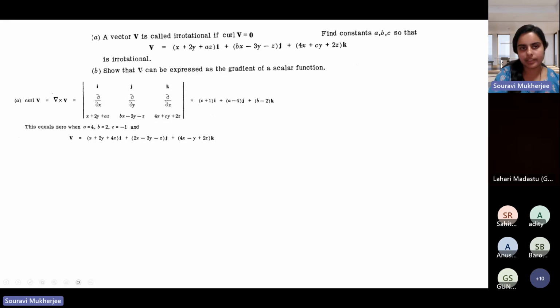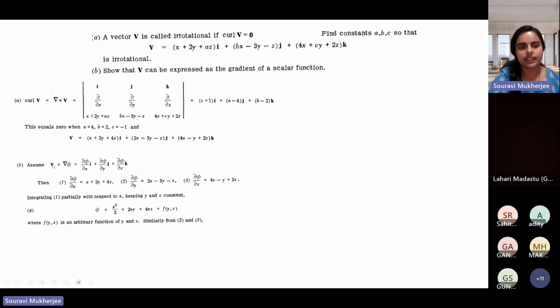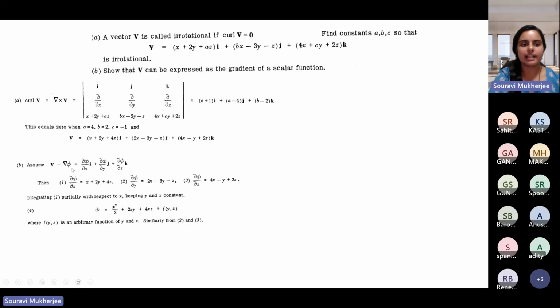And now if you know that, you know the curl at different points in space. This part is very important because this will lead you to the concept of potential. Okay. So now you know that this vector is irrotational, so this vector can be expressed as a gradient of a scalar function. Okay. So we assume that this vector can be considered as gradient of some scalar function phi. Okay. And this is how it's written, right? Okay. So you know this is how gradient is defined.